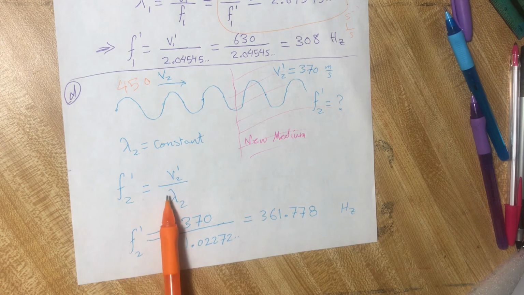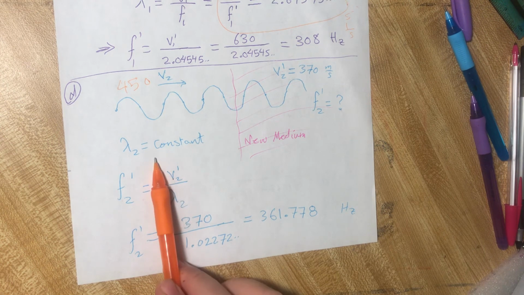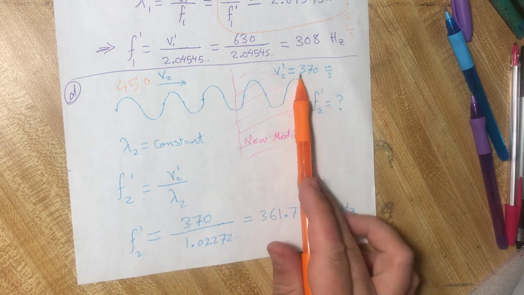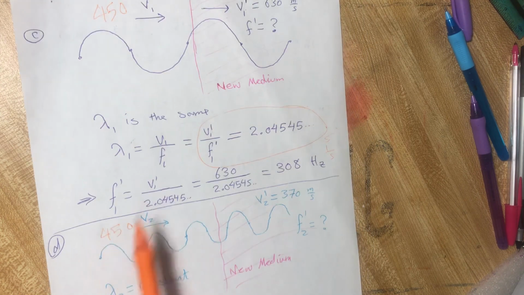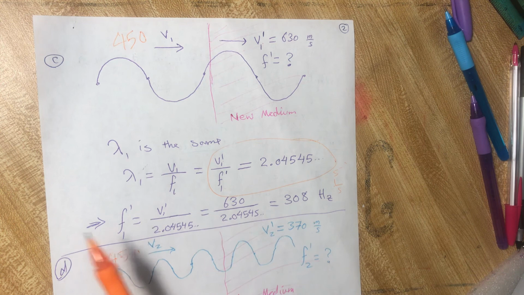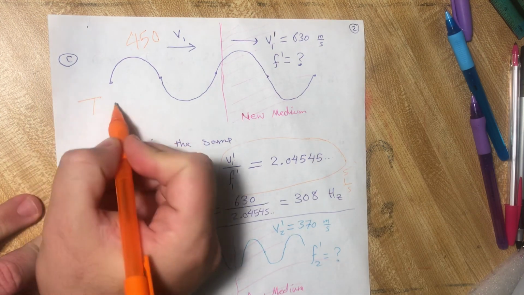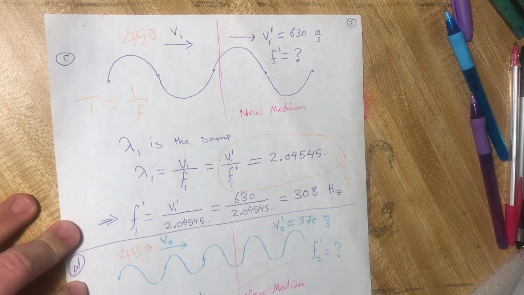The frequency is the new velocity over the lambda. Lambda is constant, it is 1.2 and so on, and 370 is the new velocity. Then the frequency will be 361.778 hertz. This is a question for waves and how to use lambda and velocity and the frequency. Okay, we don't calculate the time period, which is 1 over the frequency. We can calculate that, but we will do that in the next question, I think. Good luck.